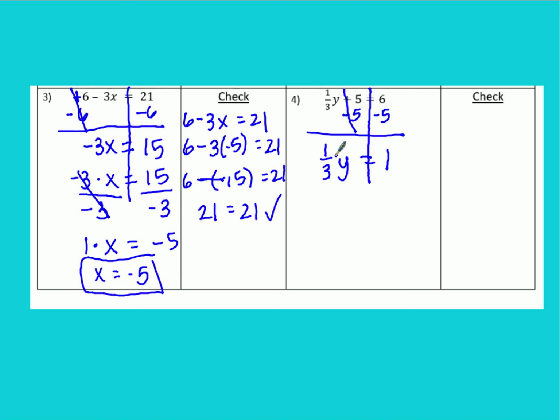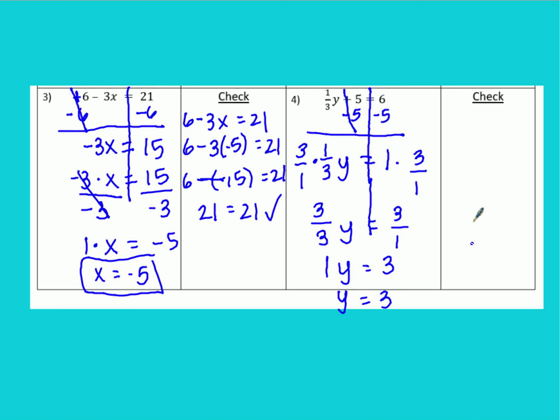Now thinking back to what this means if my coefficient is a fraction, you have to multiply by the reciprocal. So the reciprocal of 1/3 is just 3 over 1. So I'm going to multiply by 3 over 1 on both sides. 3 times 1 is 3, over 1 times 3 is 3. So I have 3 over 3y, which equals, on this side, 1 times 3, which is 3 over 1. To continue to simplify, 3 divided by 3 is just 1, so I have 1y equals 3 divided by 1, which is 3. 1 times y is just y, so y needs to equal 3.